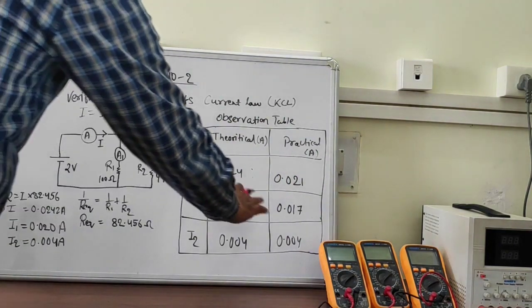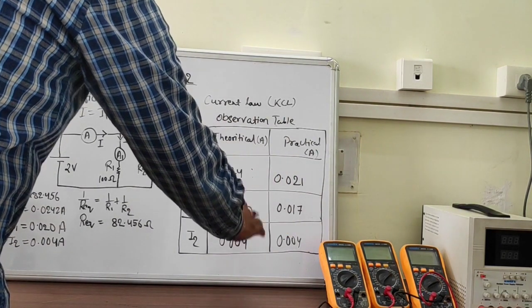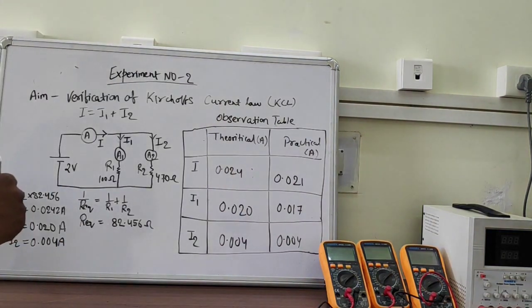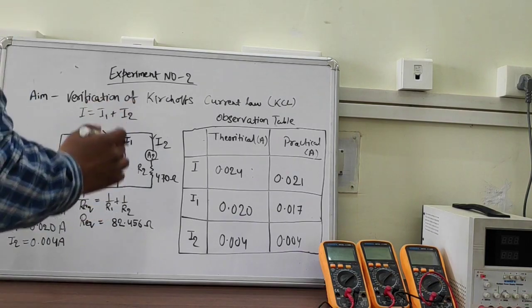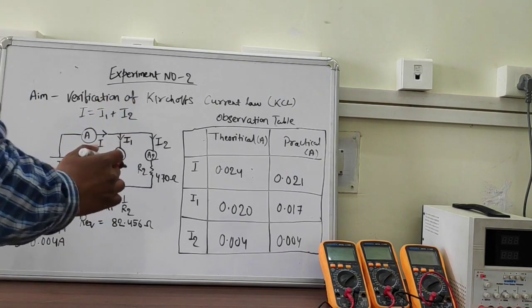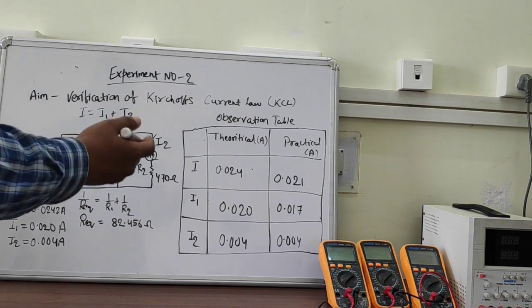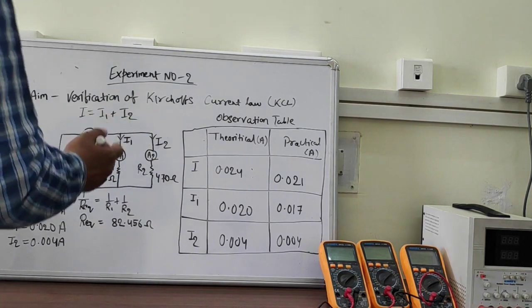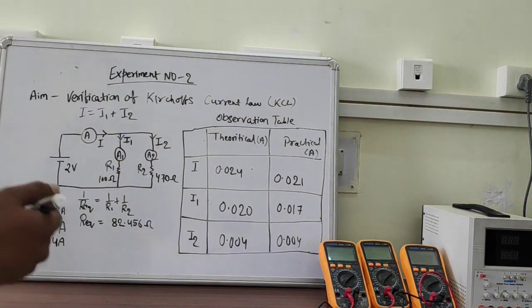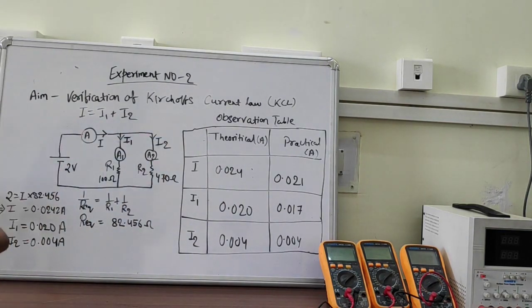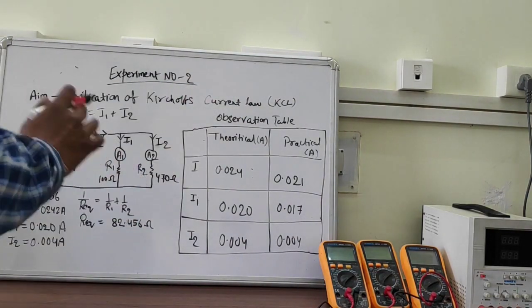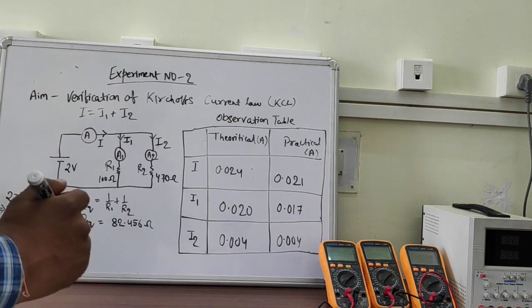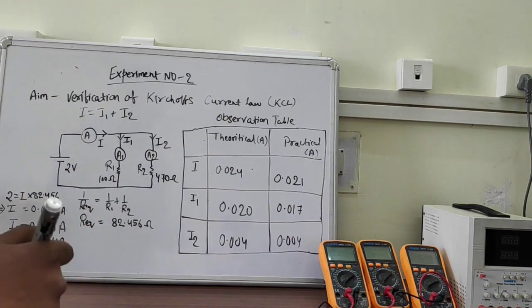But here also you can see that I1 plus I2 is equal to I. That means the circuit is following Kirchhoff's current law, the KCL. In conclusion, you could write that because of the tolerance we have got somewhat different readings, but the circuit is in compliance with the KCL. So this is the last part of this experiment.